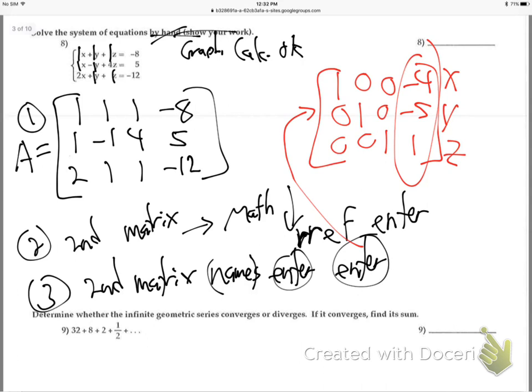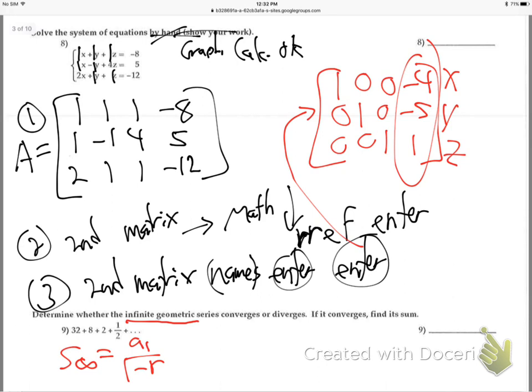Number 9. Determine whether the infinite, it even says infinite geometric. So I'm going to clearly use the S sub infinity formula, which is A1 over 1 minus R. That's at the top of your page 1. It says infinite. You see the dot, dot, dot, so we know we're grabbing the infinite. A1 over 1 minus r.